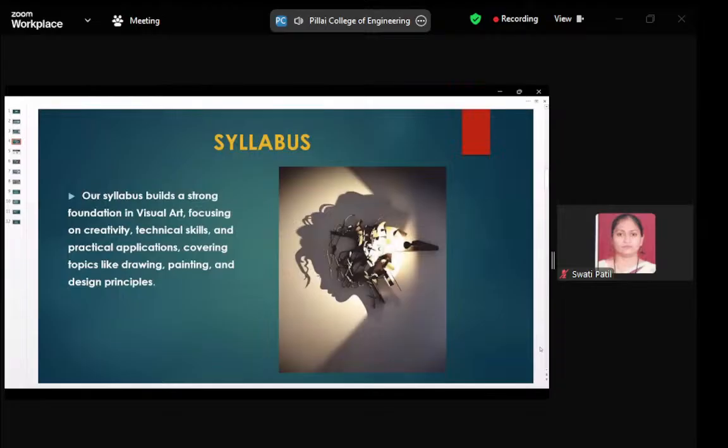Our syllabus. Our syllabus builds a strong foundation in visual art, focusing on creativity, technical skills, and practical applications, covering topics like drawing, painting, and design principles.